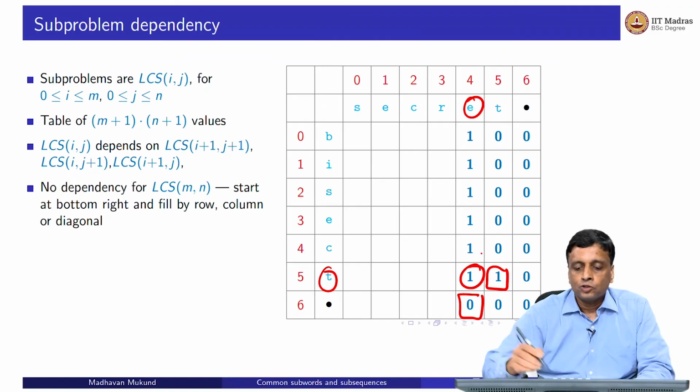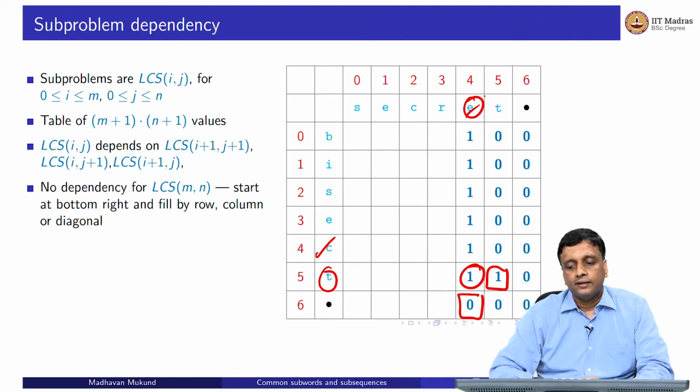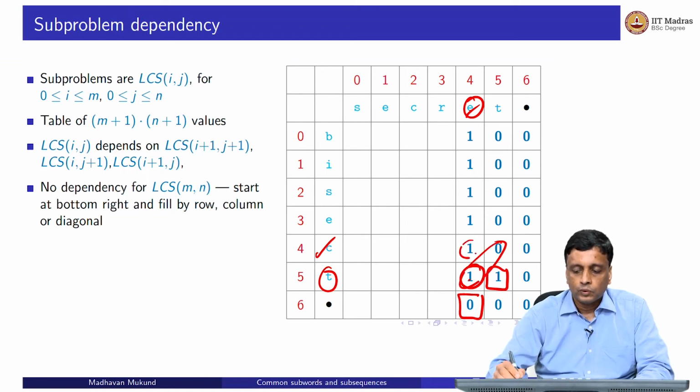Okay, and the same thing happens all the way up. If I look at E and C, it says, well, I could either discard the E or discard the C. And if I discard the C, then I am back to the ETT case, so I get this 1, and therefore the maximum of this and this is 1.